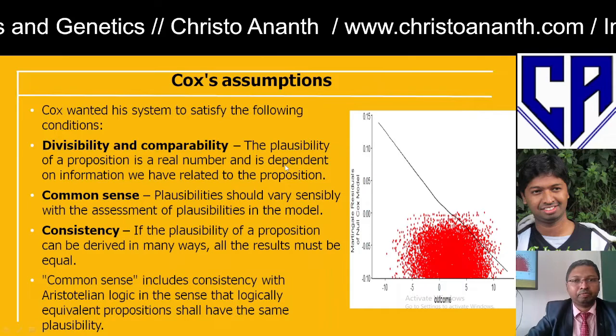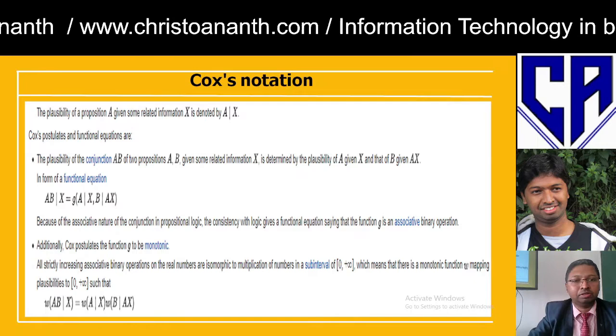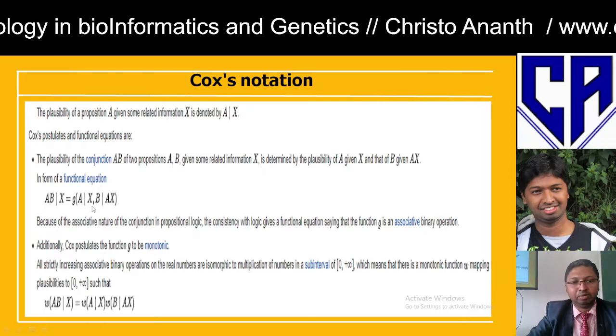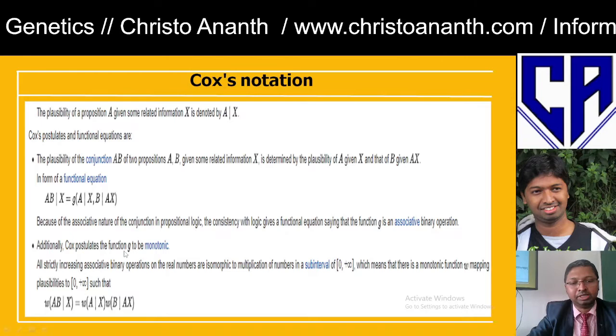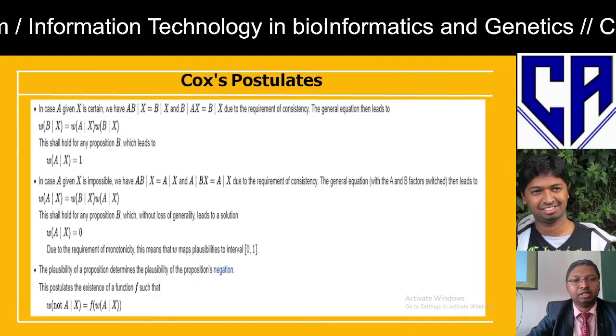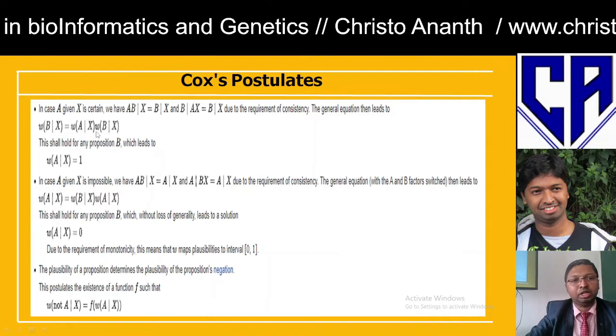And then this is the Cox notation where we will have postulates and functional equations. Here we have propositions A and B. So A B bar X is equal to G of A bar X comma B bar A X. Okay, and generally the weight factor that is associated is W of A B bar X is equal to W of A bar X multiplied by W of B bar A X. And similarly this one, W of B bar X is equal to W of A bar X into W of B bar X. Okay, so this is the thing.